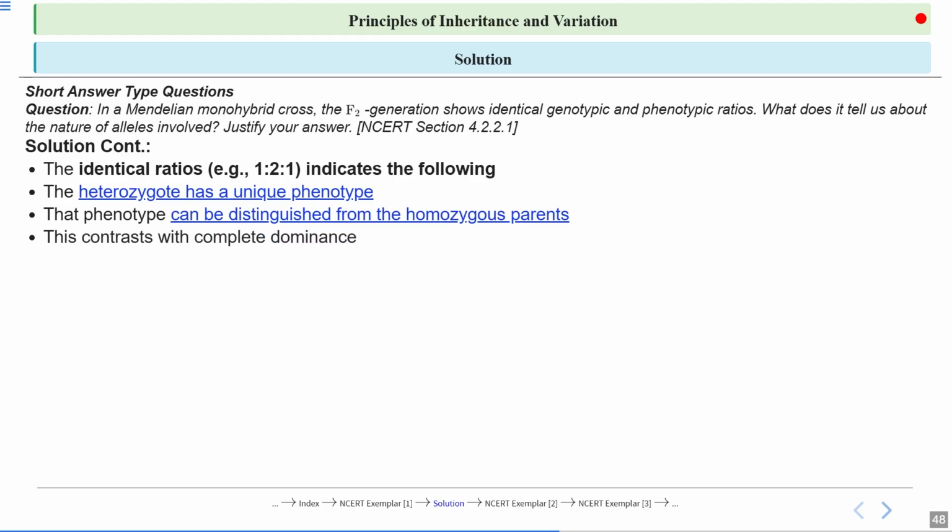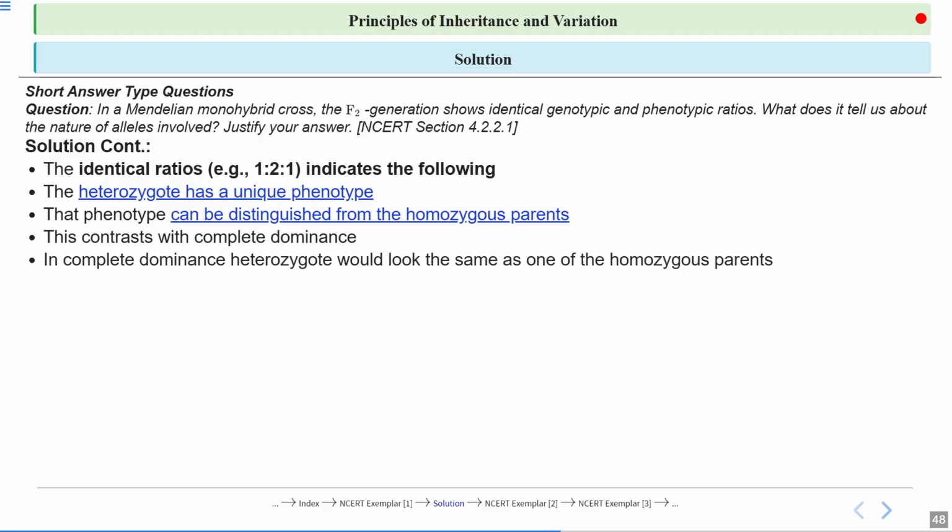Clear? And this is different from complete dominance. Okay, this is incomplete dominance. This is different from complete dominance, where only the dominant trait is observed. In case of complete dominance, what happens? The heterozygous looks the same as the homozygous parent. But in case of incomplete dominance, you get the intermediate phenotype.